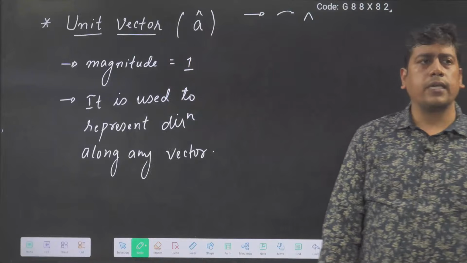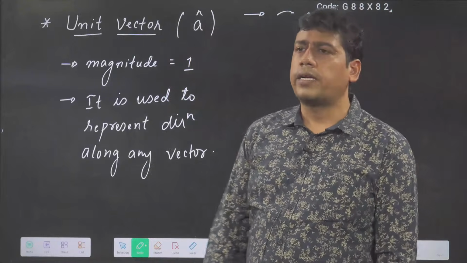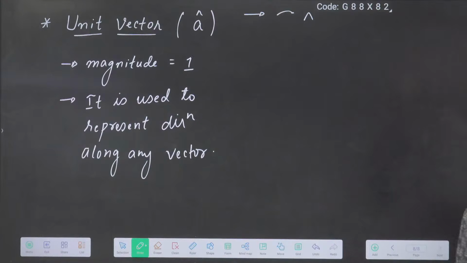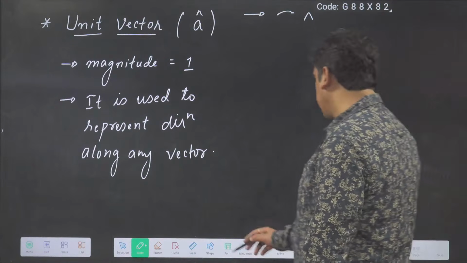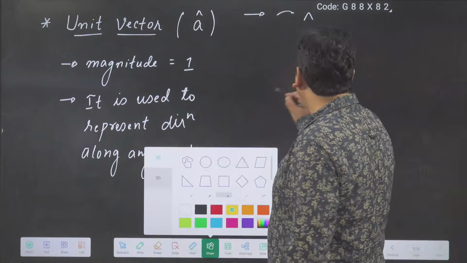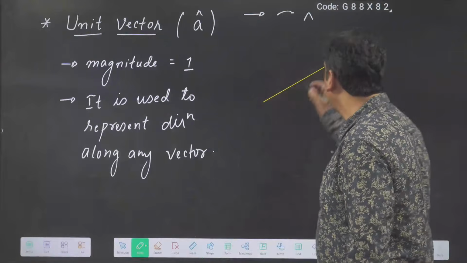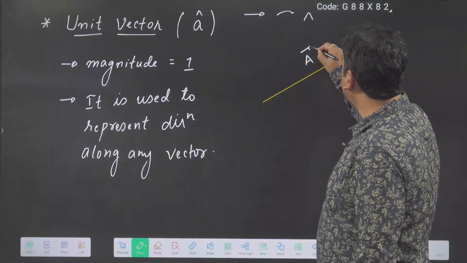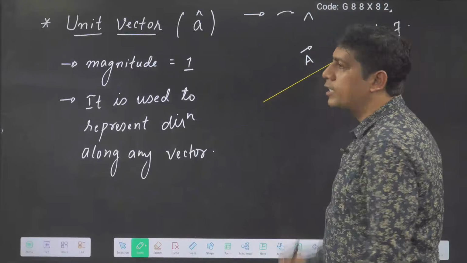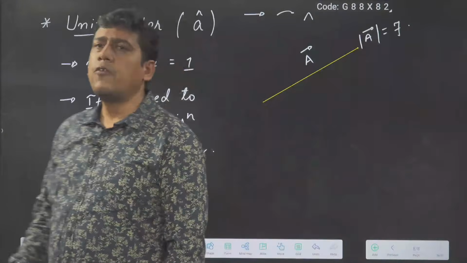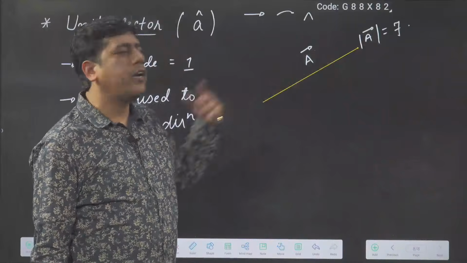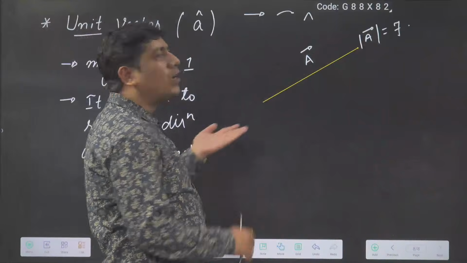It is used to represent the direction of any vector. If this is a vector and its magnitude is, let's say, 7, then what is the unit vector along this vector? What is the unit vector of a vector?